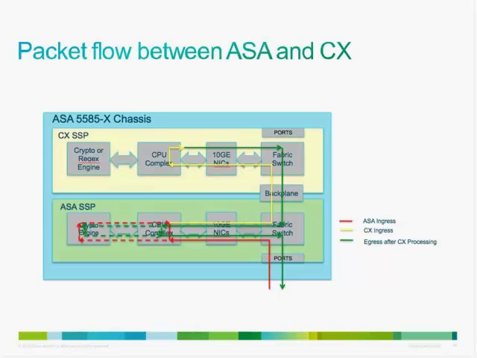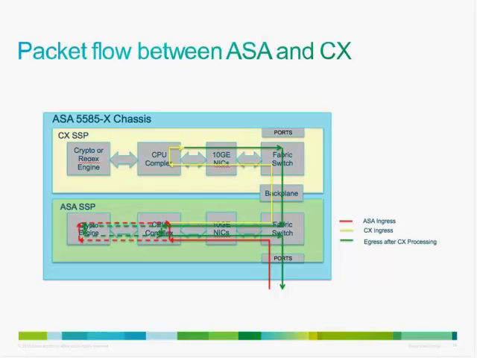There's a fabric switch on the inside, an internal architecture, that's going to control the traffic flow between the CX and the different modules on the ASA. And then the traffic is going to go to the CPU complex. There's a crypto engine. If the traffic is supposed to be decrypted or encrypted, it's going to go via the crypto engine and then via the backplane to the CX.